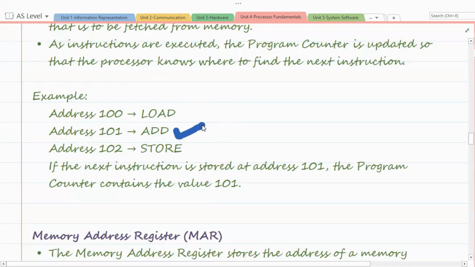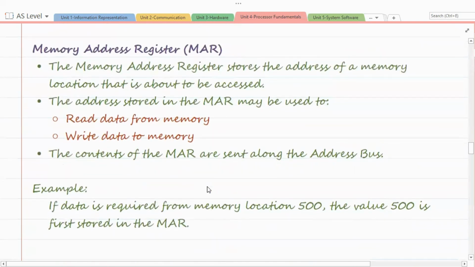So add can be found at 101. Clear? Then we have memory address register. Now memory address register stores the address of the memory location that is about to be accessed. The address stored in the MAR may be used to read data from the memory, or we can also write data in the memory.